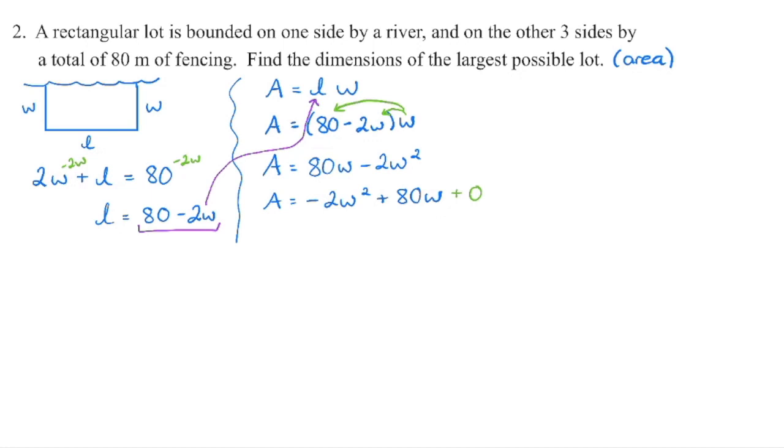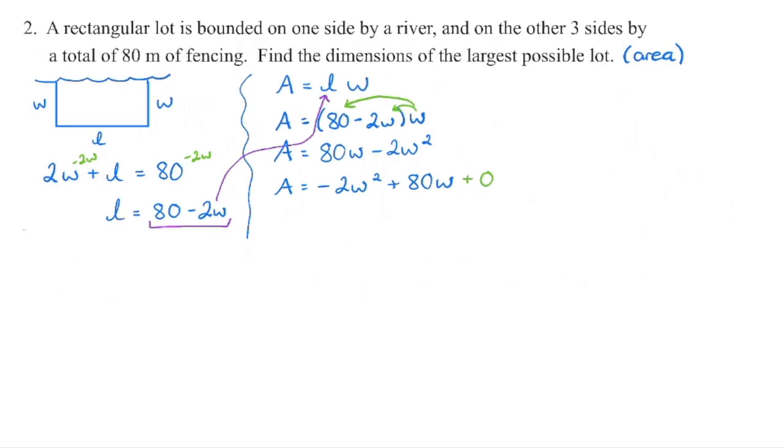Now, it tells us that we're looking for the largest possible lot. So we're trying to maximize our area. A maximum means we should have a negative a value, so that's good. Maximum also means that we need to get that vertex coordinate. So we're going to complete the square. So again, I'm going to divide a out of those first two terms here. So when we do that, we're going to have w squared minus 40w. We're going to take half of that value, so negative 20, square it.